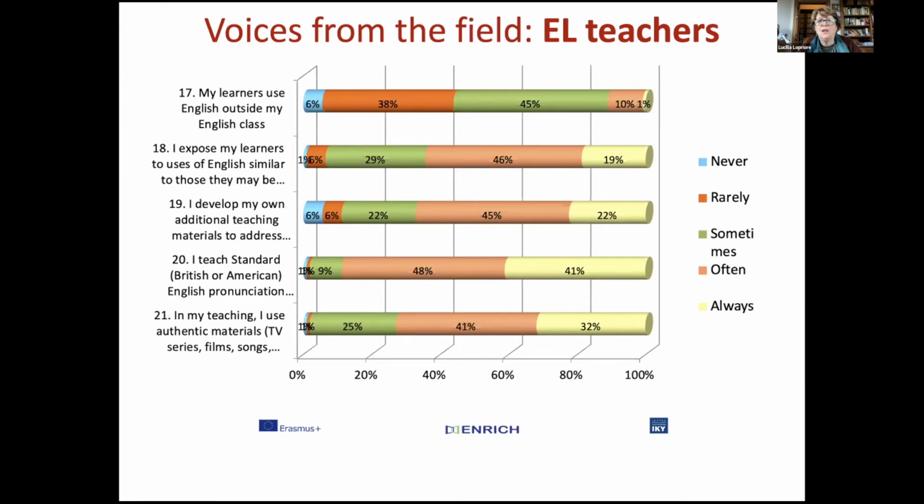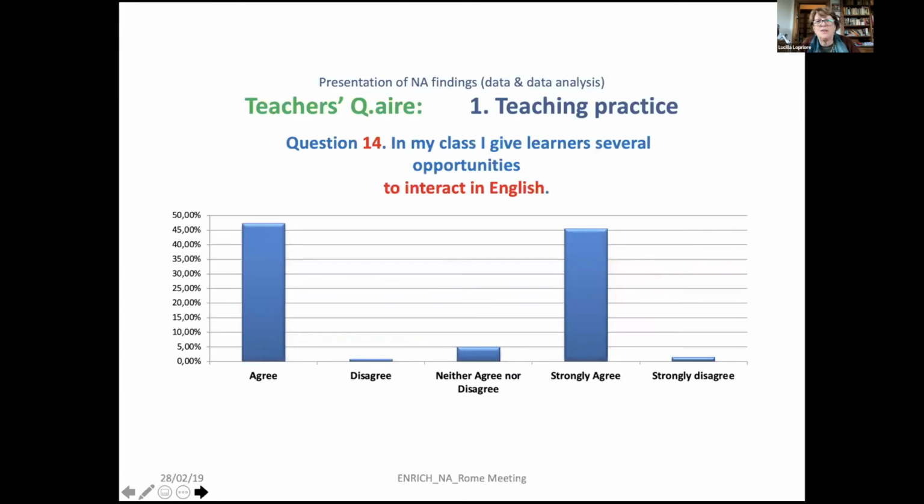So they think that their learners do not use English outside the classroom, but only a small amount. And what about their teaching and using authentic materials? Well, here we've got different percentages. They use it, and the percentages are over 70%. So they teach original and authentic materials. Very quickly, I'll go through that because this is for each of the questions.